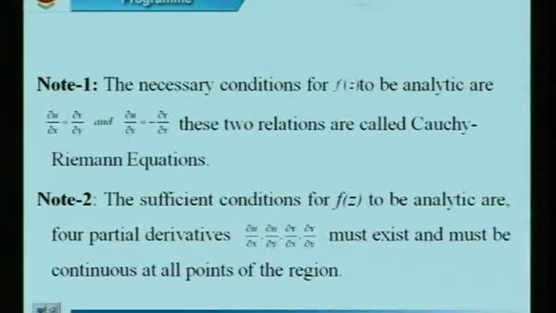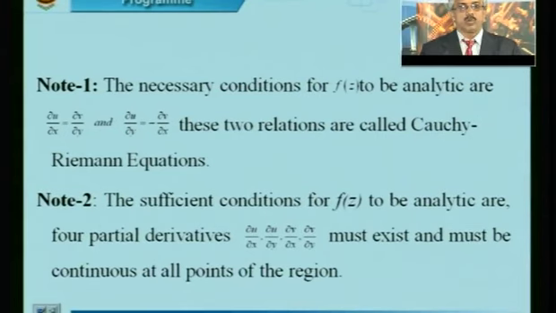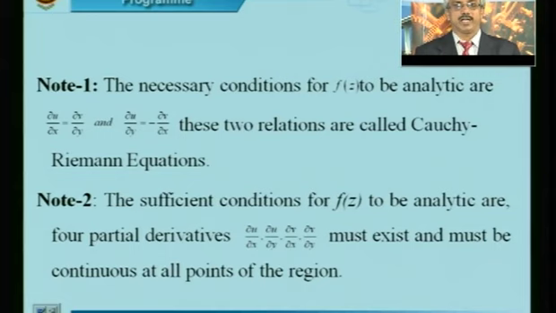Essentially, remember the necessary conditions for f(z) to be analytic are ∂u/∂x = ∂v/∂y and ∂u/∂y = -∂v/∂x. These two relations are called the Cauchy-Riemann equations. These two relations are necessary conditions for any complex function to be analytic.